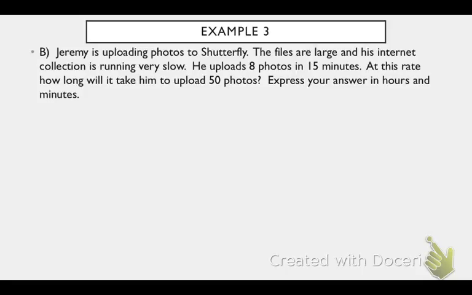So again, how do I know that I can use a proportion? I spot a ratio, and it even tells you that it's a rate, which is a type of ratio. 8 photos to 15 minutes. So I'm deciding to put photos on the top and minutes on the bottom.